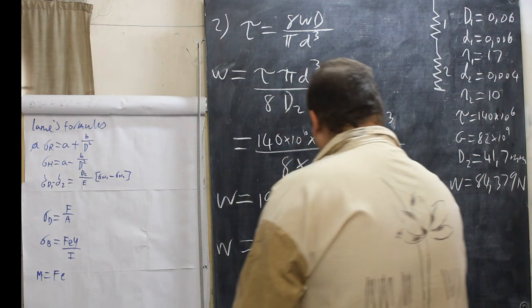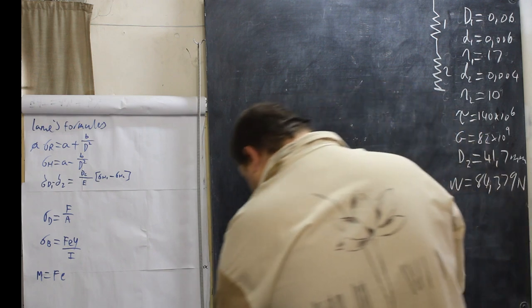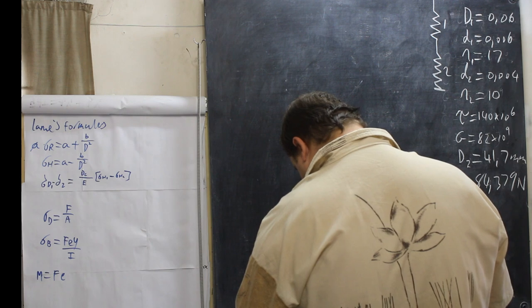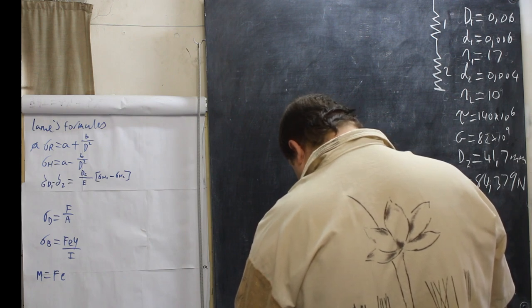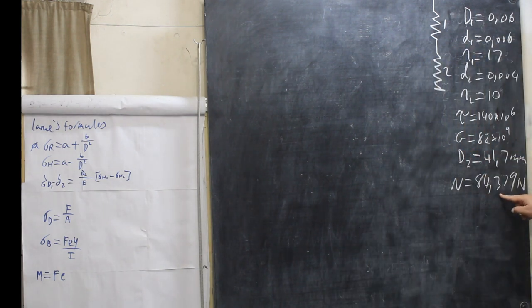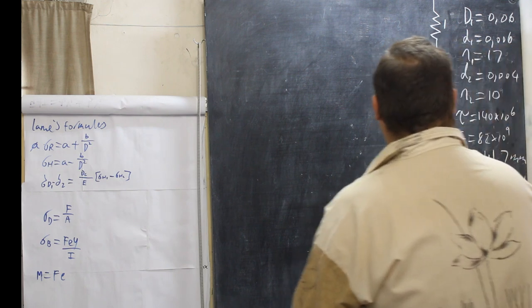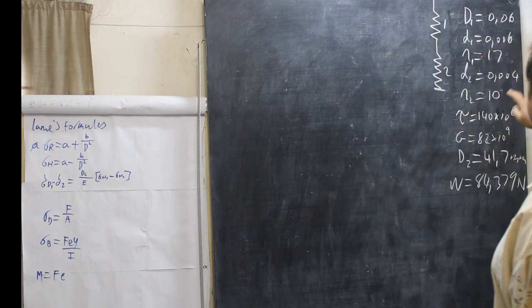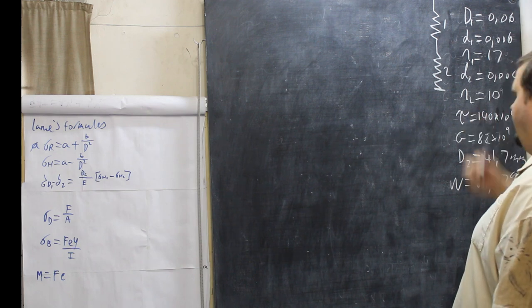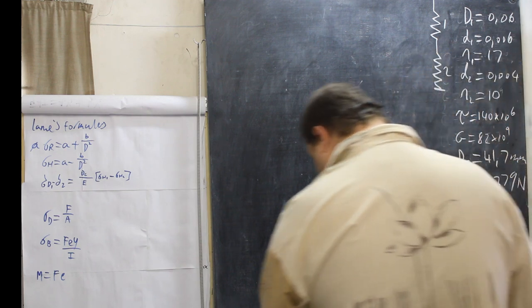So, the next sum. Number 3 is remarkably easy. From question 2, we know that the load on the series springs is 84.379. So, therefore, the total stress in both springs is 140 megapascals. So, that is perfect. We've answered question 3 just by doing question 2.